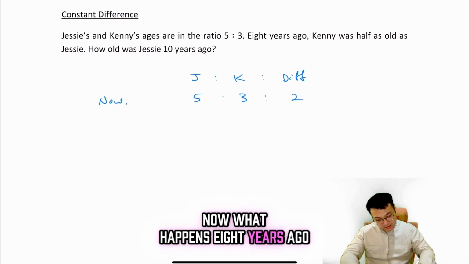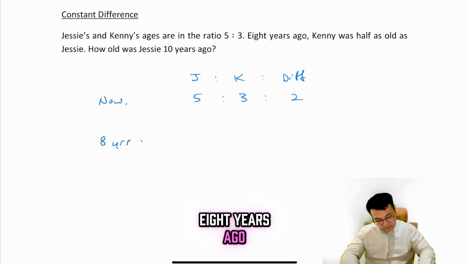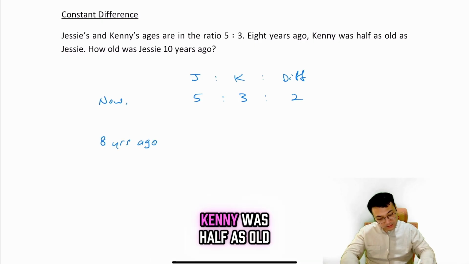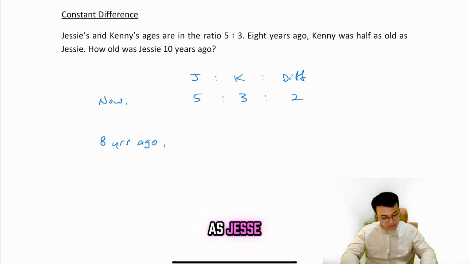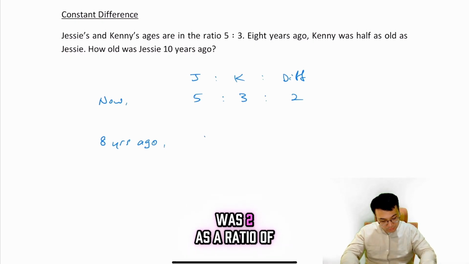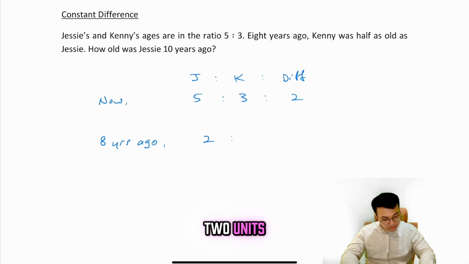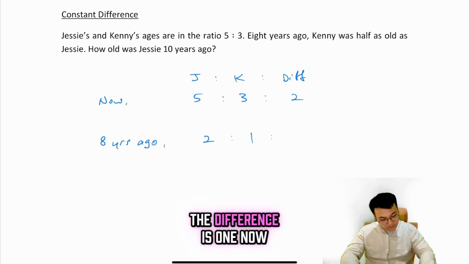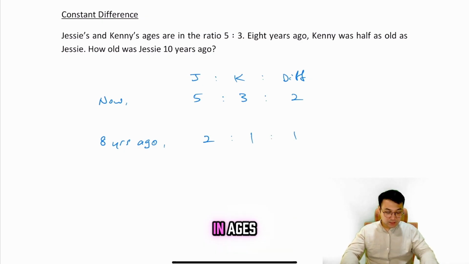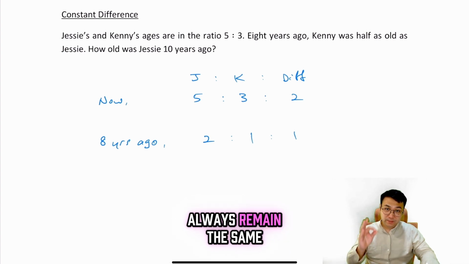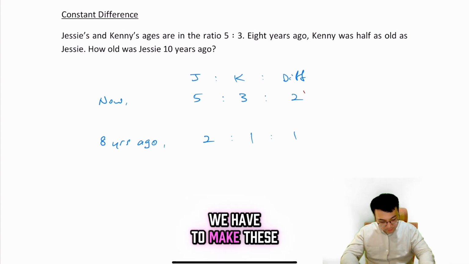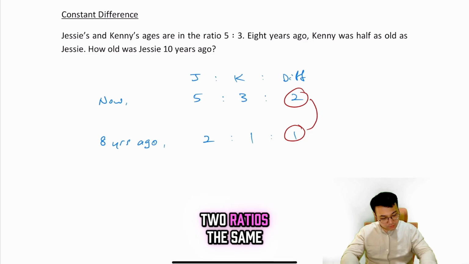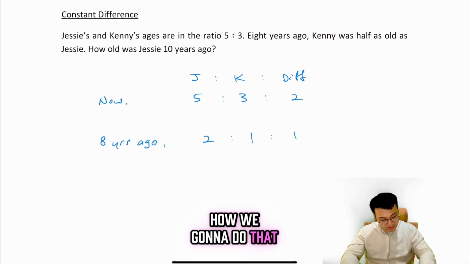Now, what happens 8 years ago? 8 years ago, Kenny was half as old as Jessie. So let's say that Jessie has a ratio of 2 units and Kenny is represented by 1 unit. So Kenny was half as old as Jessie. The difference is 1. Now, knowing that the difference in ages between any two people will always remain the same, we have to make these two ratios the same. How are we going to do that?